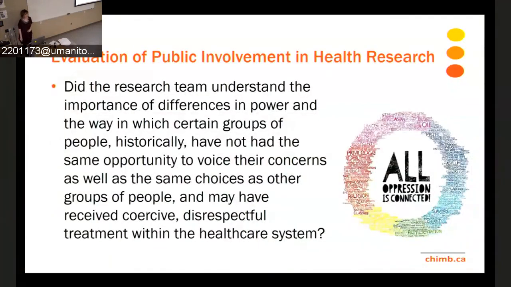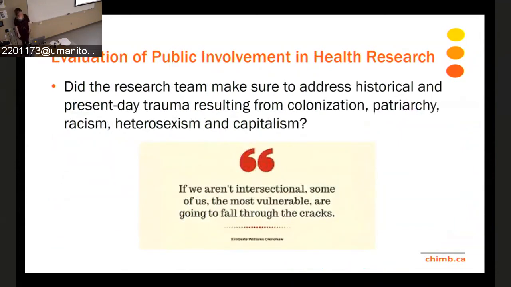Did the research team understand the importance of differences in power and the way in which certain groups of people historically have not had the same opportunity to voice their concerns, as well as the same choices as other groups of people, and may have received coercive, disrespectful treatment in the health system? So was this something that we actually addressed when we engaged? Did the research team make sure to address historical and present-day trauma resulting from colonization, patriarchy, racism, heterosexism, and capitalism?